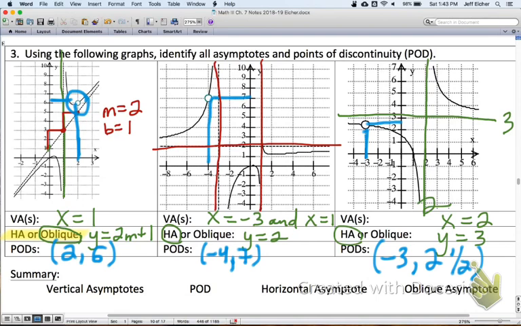And then the third graph, we have a vertical asymptote at 2, we have a horizontal asymptote at 3, and we have a point of discontinuity at -3, 2.5. And both of these had horizontal, not oblique. It's one or the other. So let's summarize these topics below.